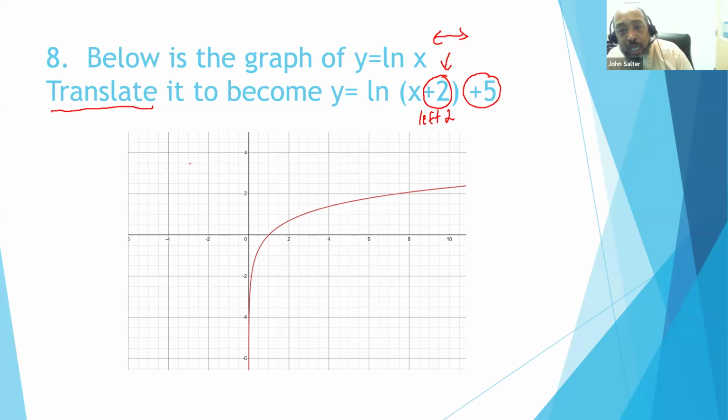This plus 5 outside the parentheses always refers to the up and down movement. Plus 5 means I'm going to be going up 5 units. So what I'm going to do is take a couple of points from the graph that are very clear and easy to identify, and move them 2 units to the left and 5 units up is going to be my goal. My graph, unfortunately, looks like it kind of cuts off before I get to 5. So this will be a little unique, but that's what I'm doing.